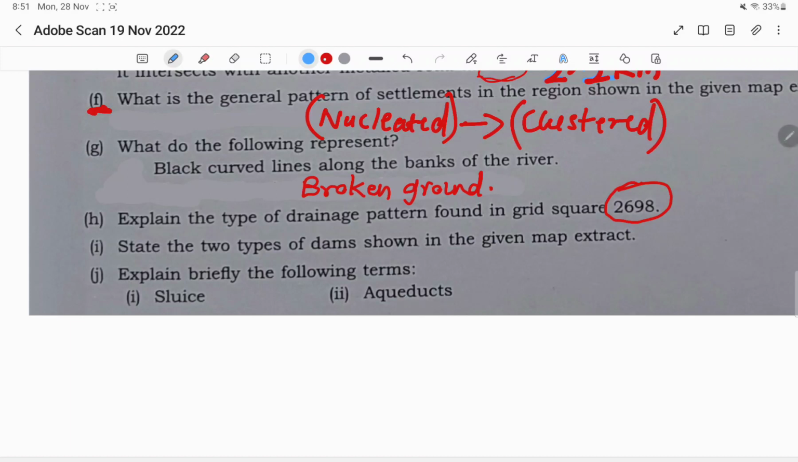So let's just write this answer: trellis drainage pattern. Answer number H. Okay, now let's write the answer first and jump to the next question. The next question is: state the two types of dam shown in the given map extract.